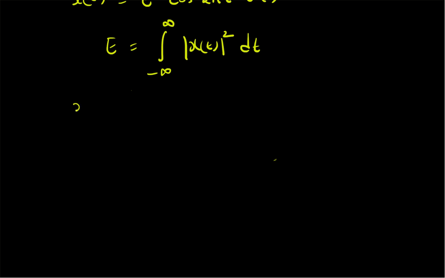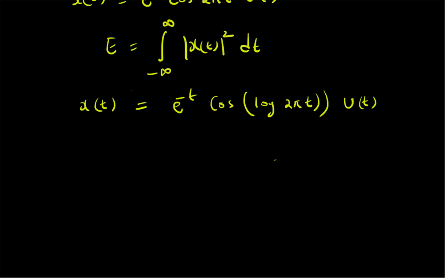Now consider another signal x of t equal to e power minus t cos of logarithm of 2 pi t u of t. So in this case, we cannot calculate the energy by using theoretical means because of this integration. So for this signal, it is not possible to find the energy by using the theoretical formula. We have to use numerical methods. Let us verify this proposition.